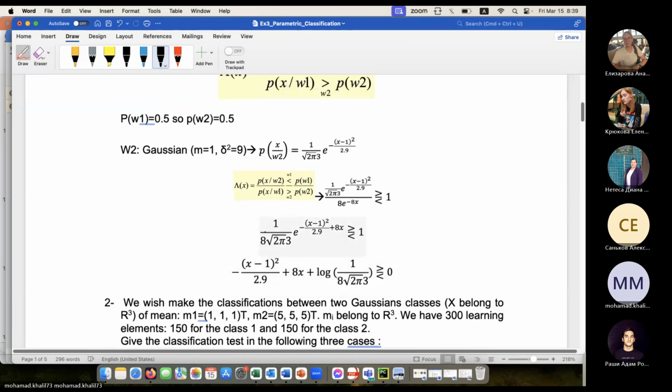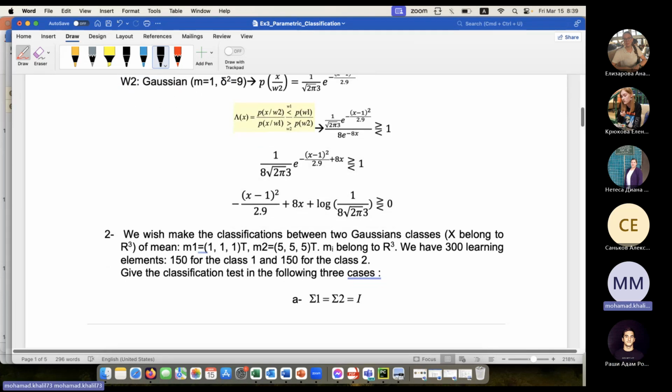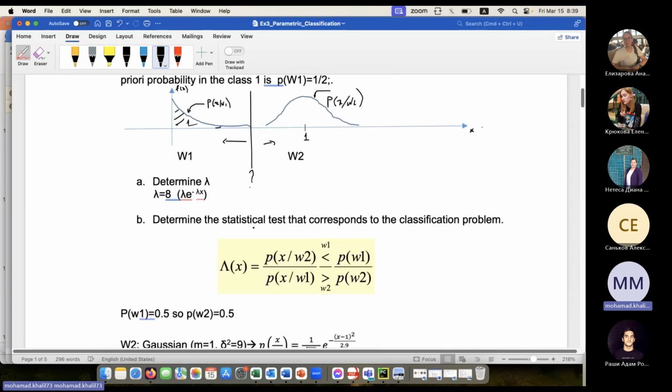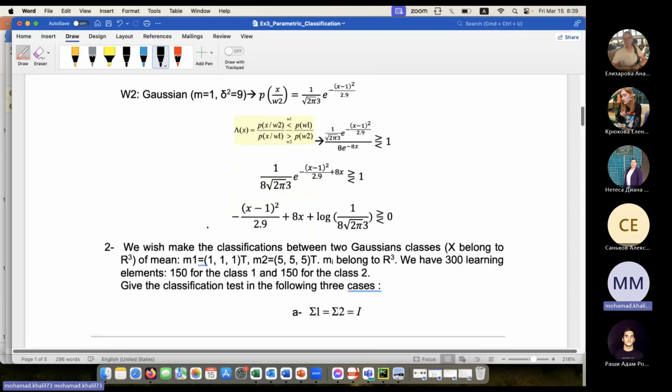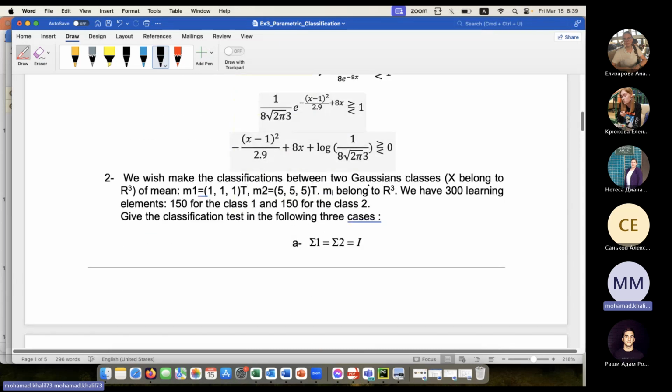Okay, great. Now I will pass to the second exercise, which is more complicated. We wish to make the classification between two Gaussian classes. Now X belongs to R3, with mean M1 = (1, 1, 1) for the first Gaussian, and M2 = (5, 5, 5) for the second.